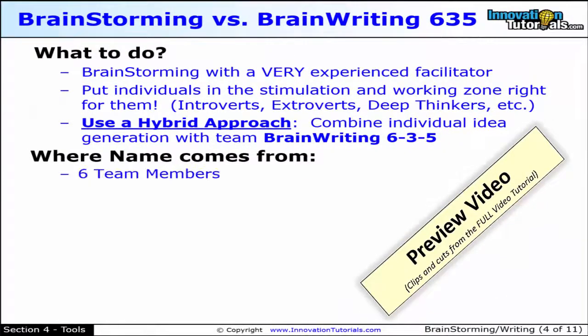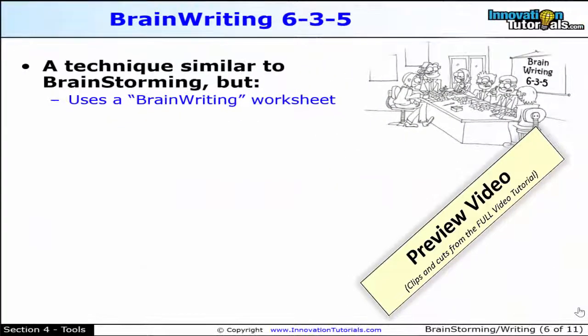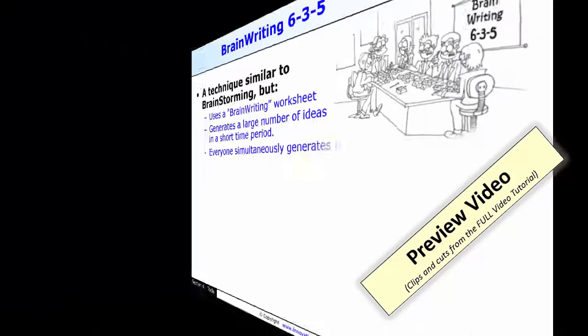First of all, where the name comes from. It comes from typically 6 people on a team. Each person will come up with 3 ideas per round, and the rounds last about 5 minutes each. In brainwriting, we use a worksheet. I'll show you that in a minute. And the result is a large amount of ideas in a very short period of time.